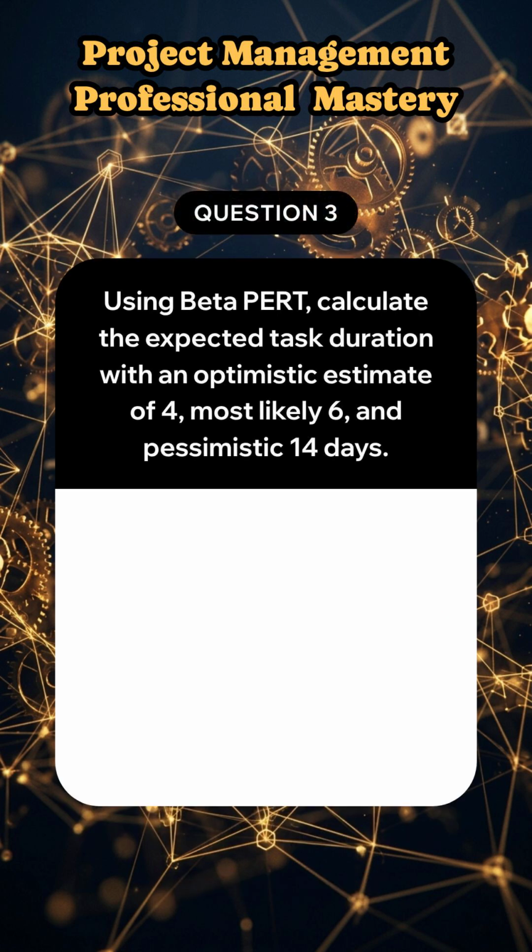Using beta PERT, calculate the expected task duration with an optimistic estimate of 4, most likely 6, and pessimistic 14 days.